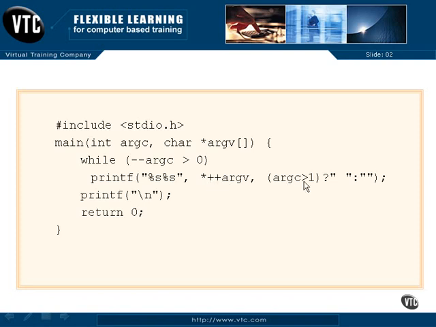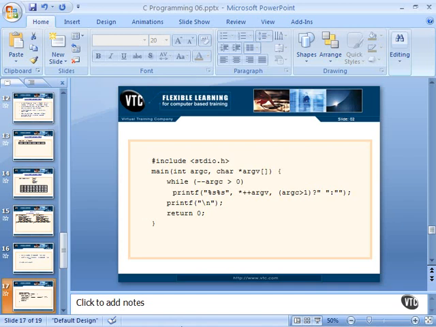If the argument count is greater than 1, we print a space in this second string. Otherwise, we print an empty character in here just to fill out the %s. And then the while just controls the one statement. So that will run through all of our arguments, and then we'll finish off with a new line and exit the program. So let's go take a look at that.